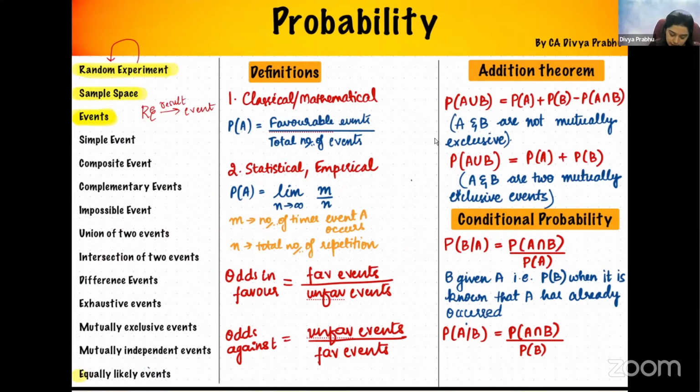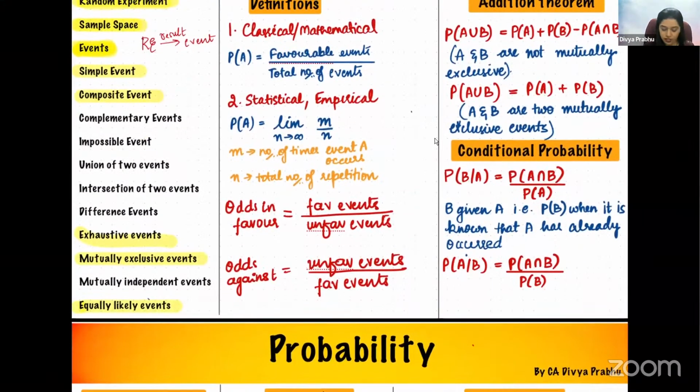Understood? Next. Now there are different types of events. One is simple event, composite events. There is mutually exclusive event, equally likely events, and exhaustive events. These events we'll first discuss. Now, what do you mean by simple event? A simple event means that type of event which cannot be decomposed into further events.